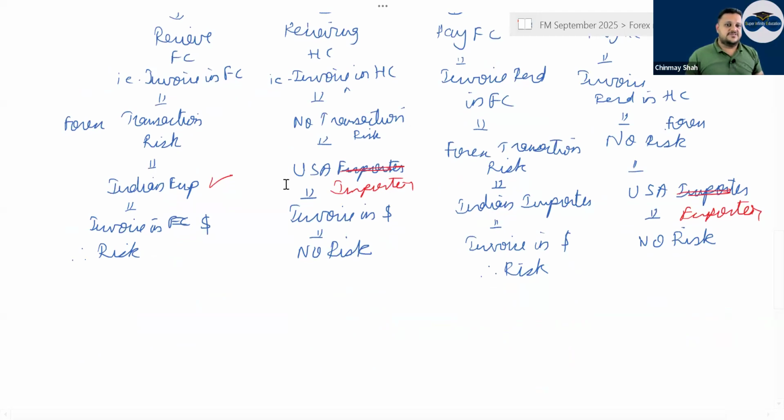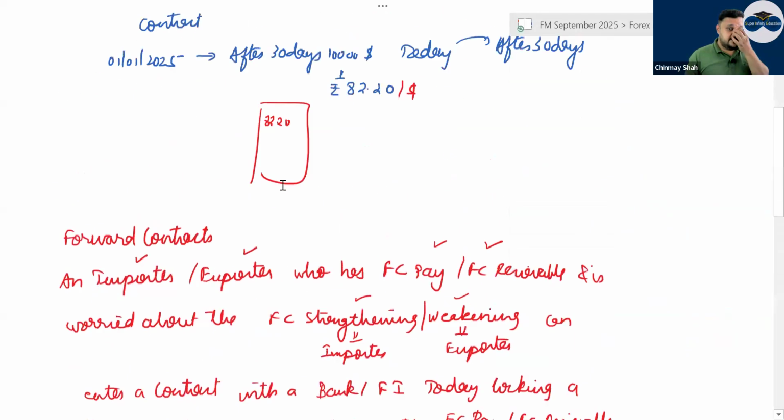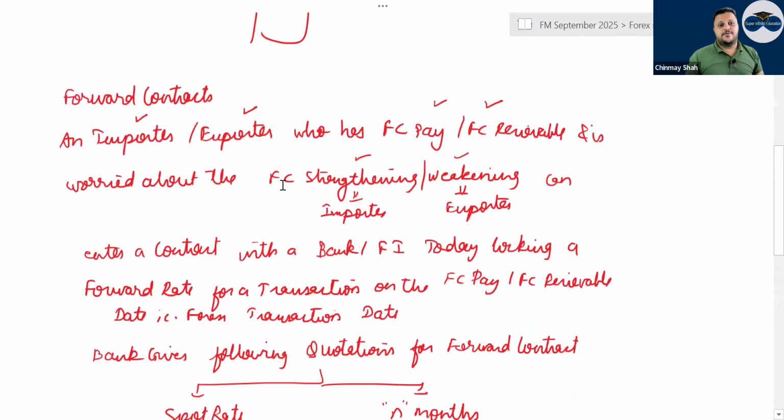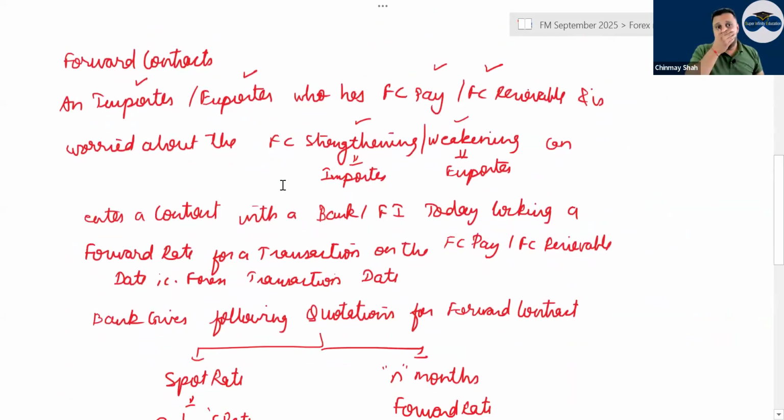Right? And the basic of forward is what, tell me. There is something called a forward market, where today an importer or exporter who has foreign currency payable or foreign currency receivable and is worried about FC strengthening can enter a contract with a bank or financial institution today, locking a forward rate.